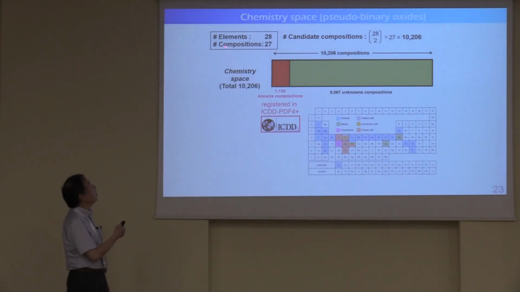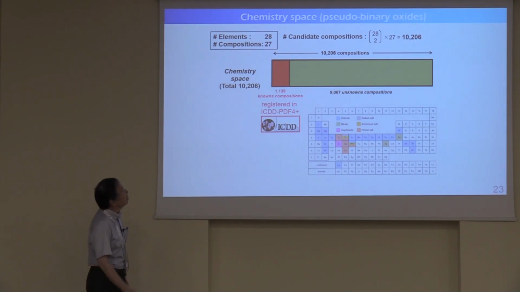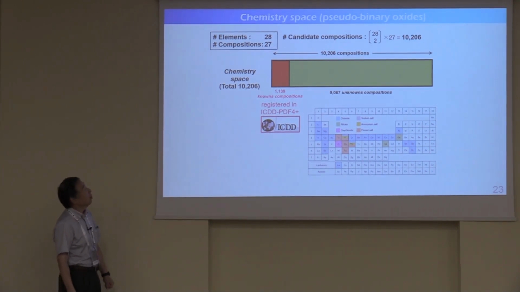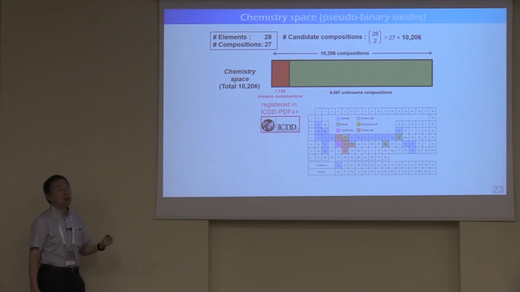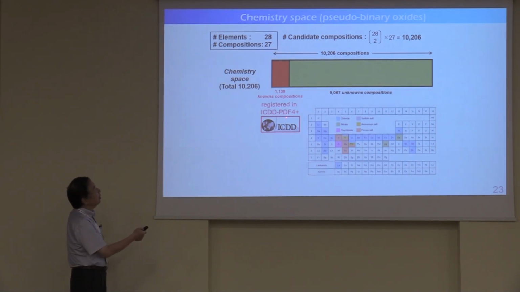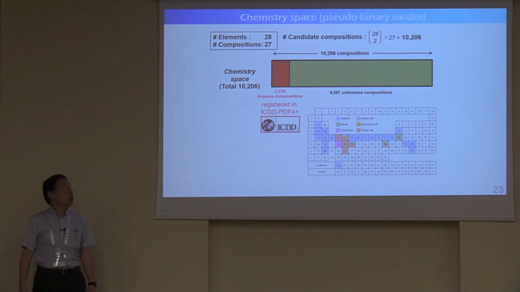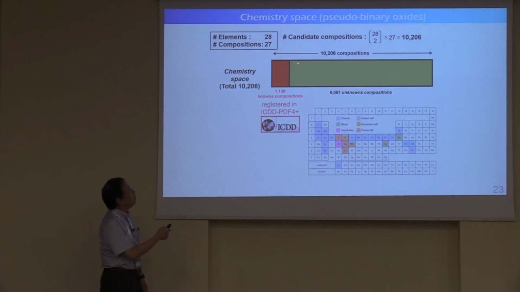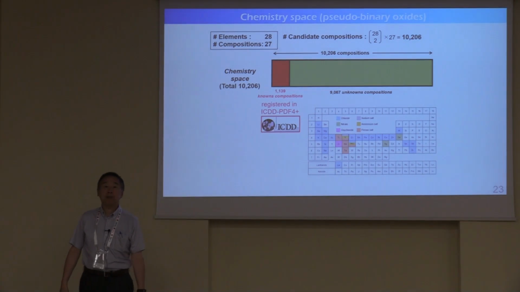Composition means 1 to 10, 1 to 9, 1 to 8, or something like that. Within these 10,000 chemical compositions, this group corresponds to the number of known compositions that are registered in the ICDD PDF, the powder diffraction file. So among those 10,000, about 10%, 1,000 something, are known compositions. They are registered, but the remaining 9,000 are unknown compositions.